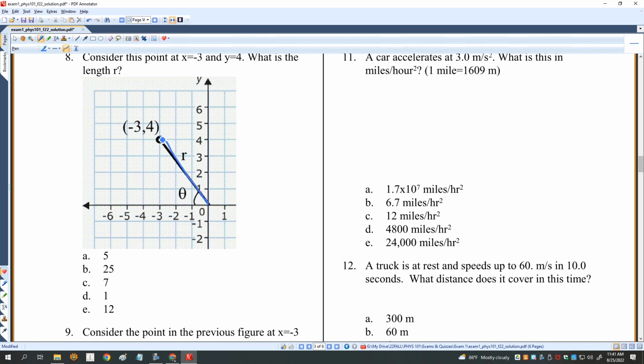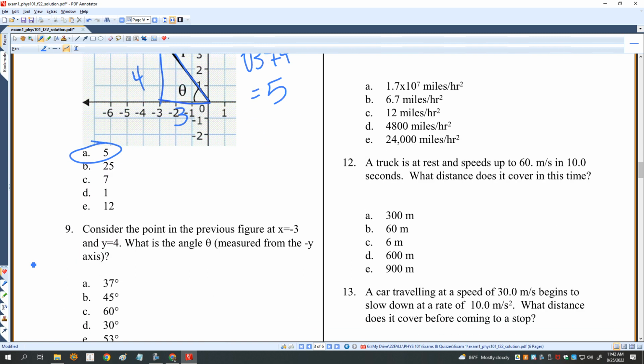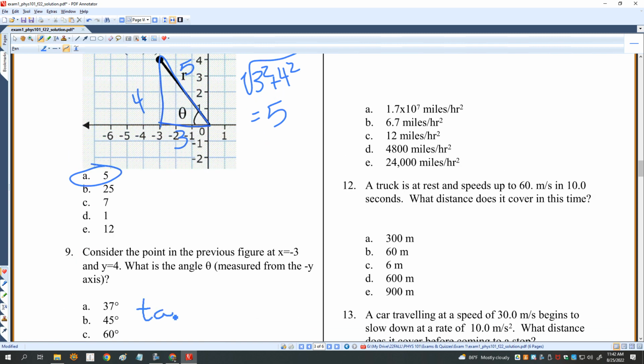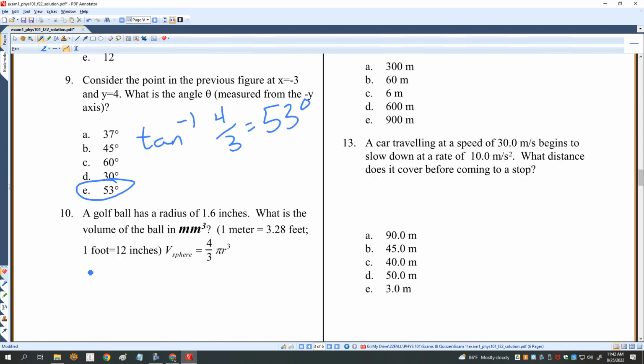All right, what is the length R here? Well, recognize I got a triangle. It is a 3, 4, 5 triangle. Notice the square root of 3 squared plus 4 squared is equal to 5. And then I also want to know the angle, so do the inverse tan of 4 divided by 3, and that's equal to 53 degrees.